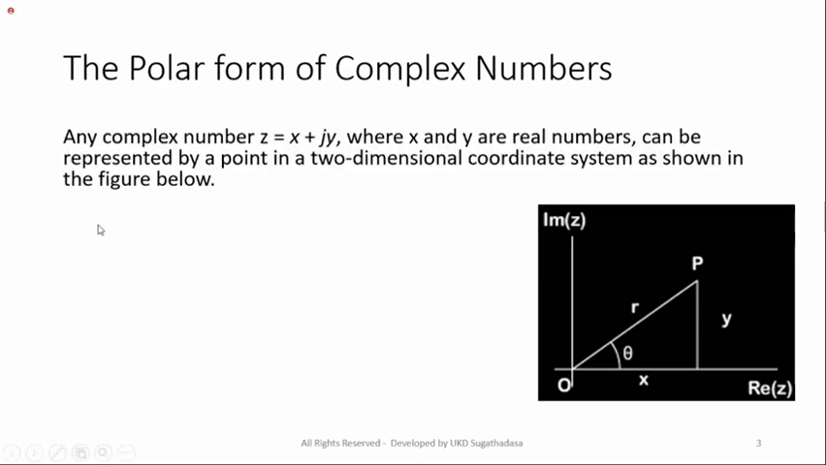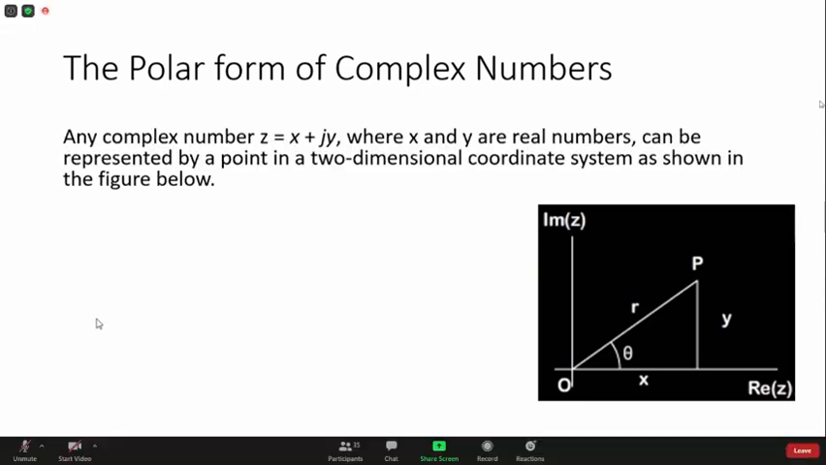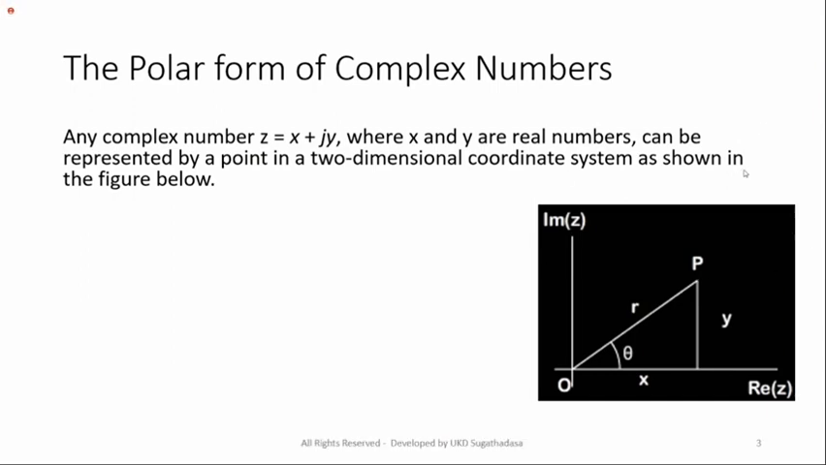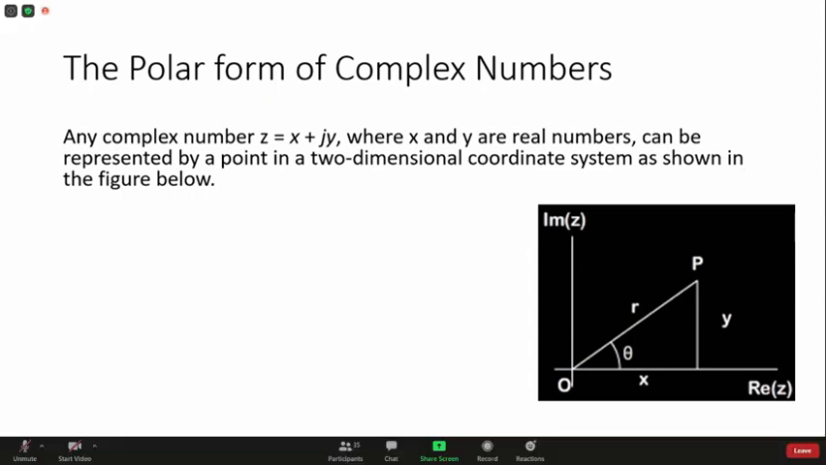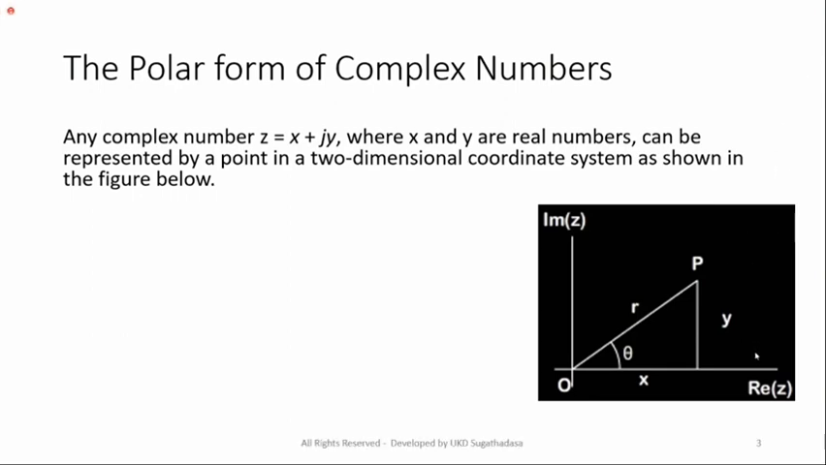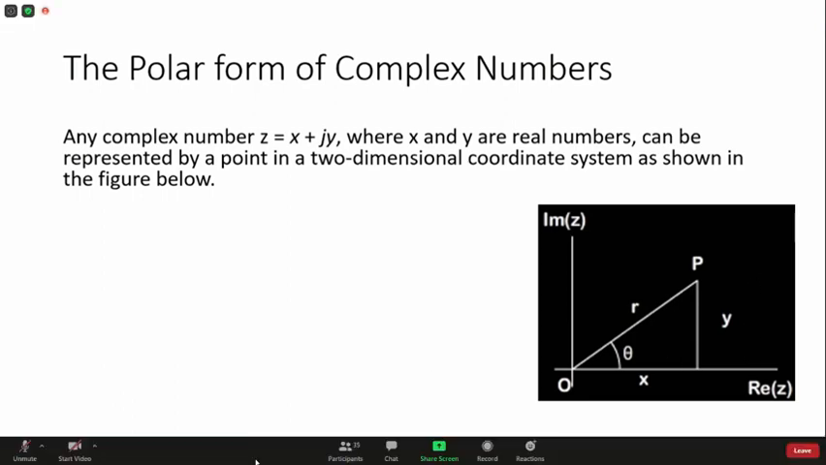Now see, read the text. Any complex number x plus jy, where x, y are real numbers, can be represented by a point in a two-dimensional coordinate system as shown in the figure below. You see the interesting thing here: the coordinate of the point P is x comma y, right? The definition of the complex number here is Z equals x plus jy. Now we say the point P represents the complex number Z. That is the notation to remember, right? Shall I repeat it? The point P represents the complex number Z.